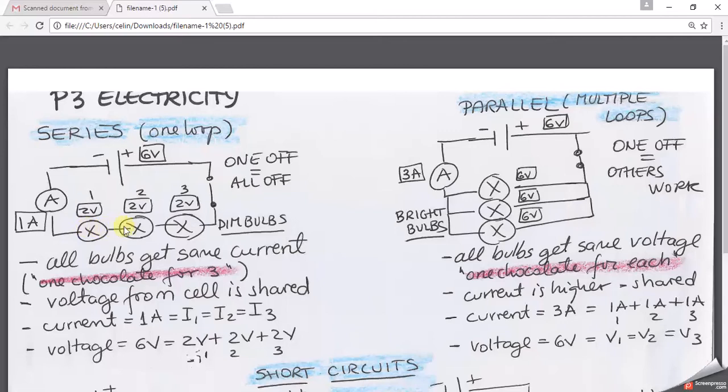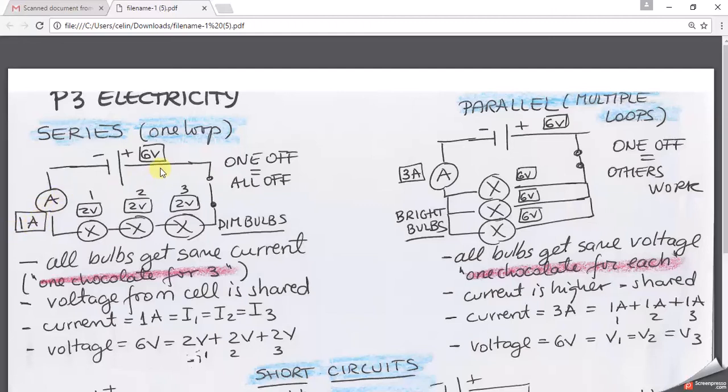Because the voltage is broken up for each bulb separately, the bulbs will be dimmer than if they were working alone. If I have a 6 volt battery working with only one bulb, that bulb will be much brighter. When I add a second bulb in the circuit, the bulbs get dimmer. If I add a third bulb, the bulbs get even dimmer. Think about the experiments we've done in class. But the current is the same.